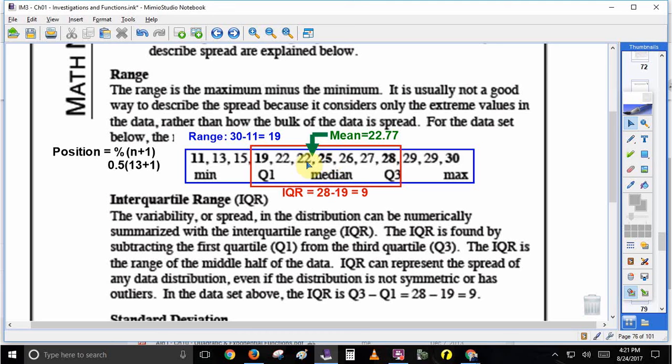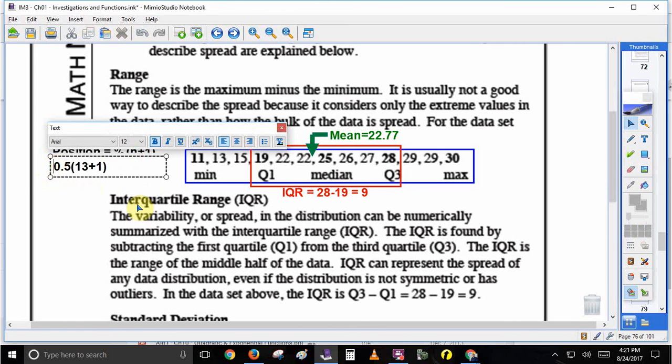Q1 is the first quartile, and a quartile, if you think about splitting things up into quarters, then as a percentile that would be the 25th percentile. So I'm going to use the same formula to find Q1, and actually let me put some numbers on. Let me put a little median position.